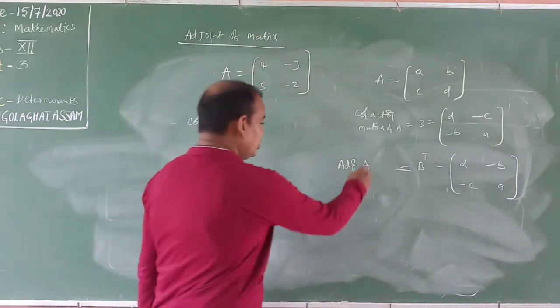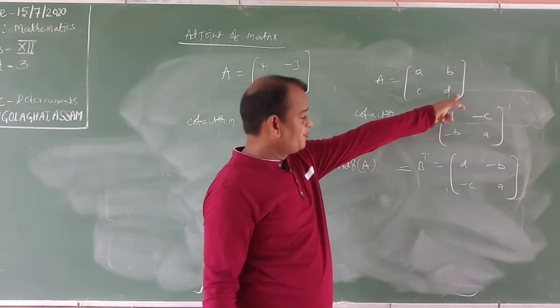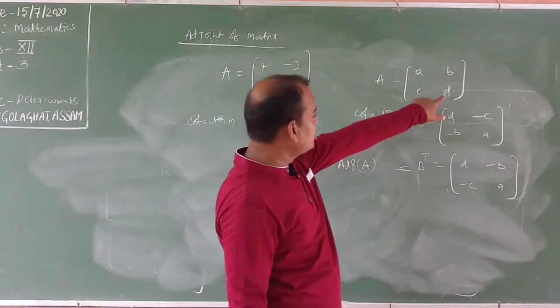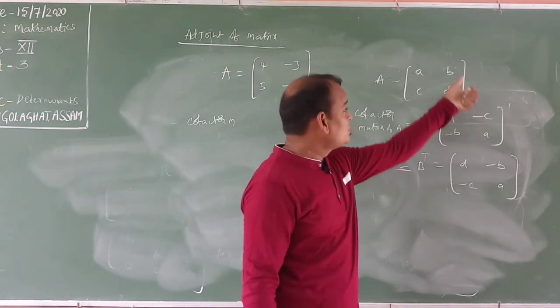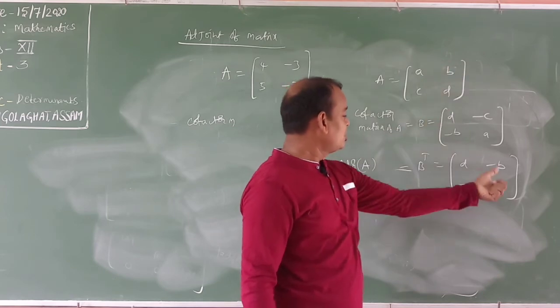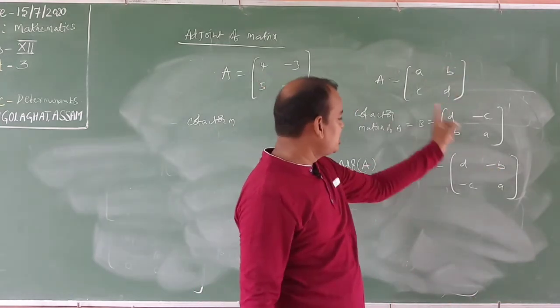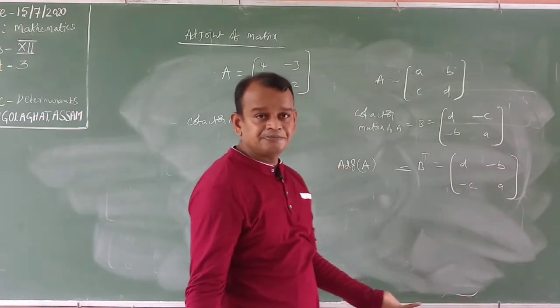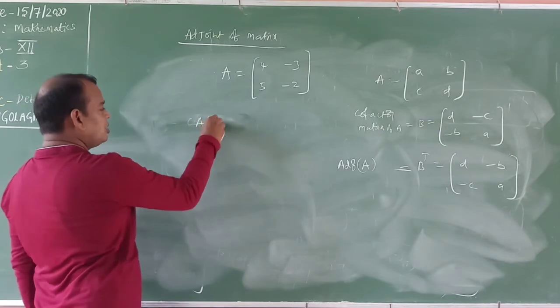Simply observe that [a, b; c, d] is a 2 by 2 square matrix. What is the adjoint of A? Just interchange these two elements, d and a, with no change in the sign. Don't change the positions of b and c, but the sign will be changed: minus b, minus c. That's all. What is the answer? Directly write the answer.